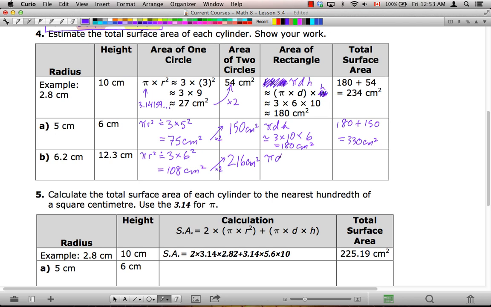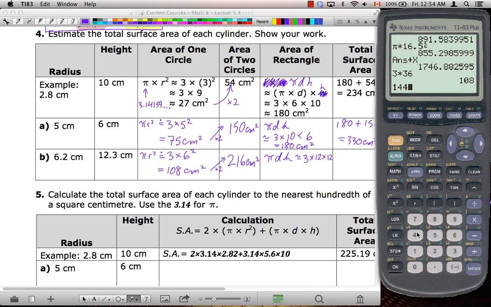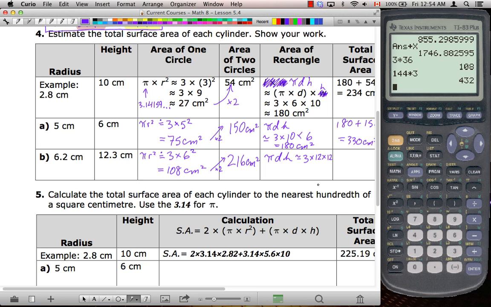And doing pi times diameter times the height for the circle, this would be, again, approximately 3 for pi, multiplied by the diameter, so that's 2 times the radius, which we said was about 6. So that would be 12, and times the height, which is approximately 12 as well. So 12 times 12 I can do in my head, that is 144, but multiplying by 3 gets to be a little bit challenging. So let's use a calculator for that. That gives us 432 square centimeters.